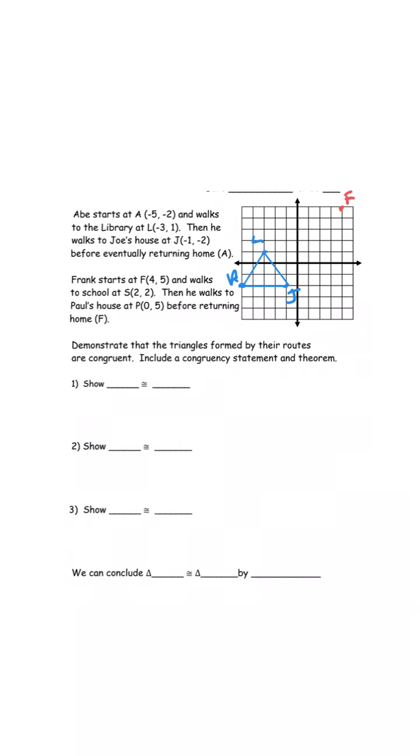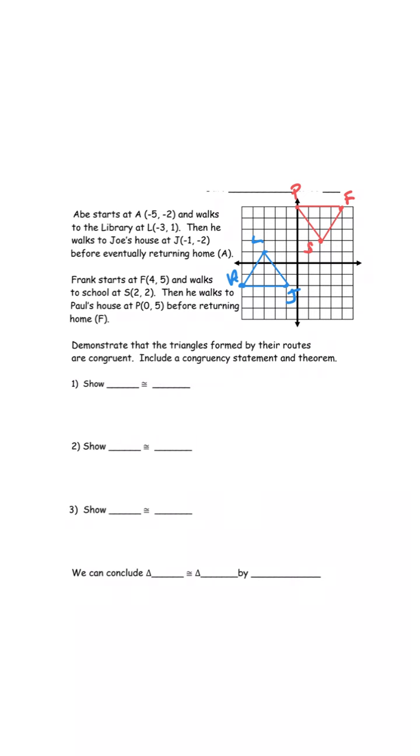And then I'm going to have point S, which is 2, 2. There's point S. And then I have P, 0, 5. 0, 1, 2, 3, 4, 5. And that's going to be at point P. Okay. And draw my triangle. Okay, now I have my triangle.